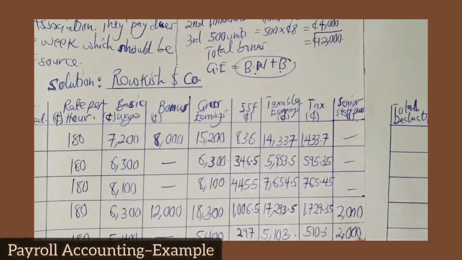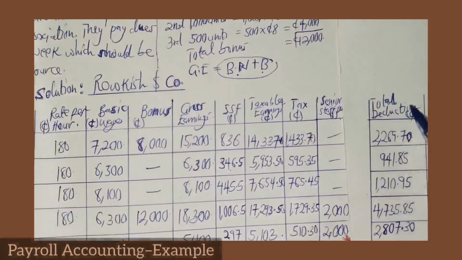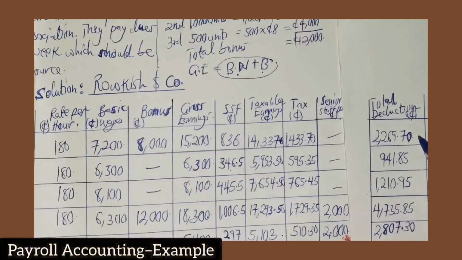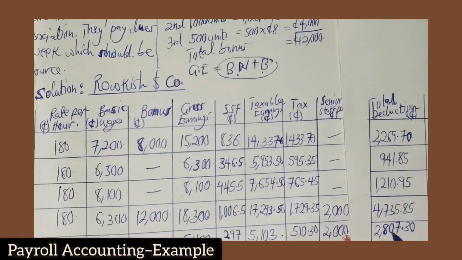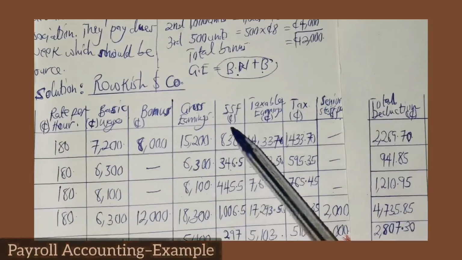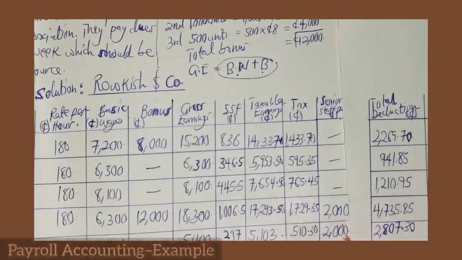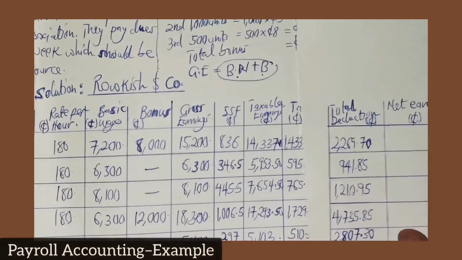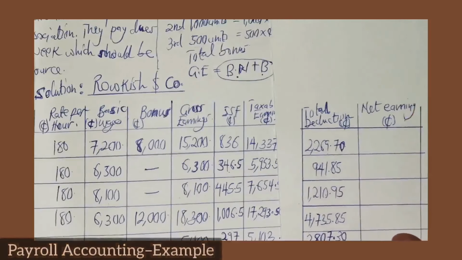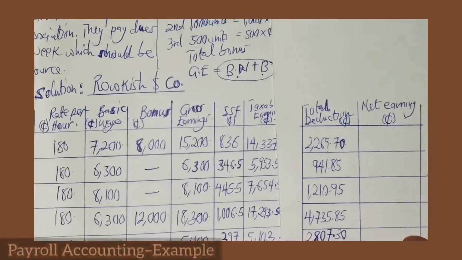All right. So there are my total deductions after adding the senior staff column, the taxes column, and the SSF column. That's what I had for Angela, Victoria, Atiamo, 3P, and KB. So I'll subtract the total deductions from my gross earnings, then I'll get my net earnings. So this will be my net earnings.